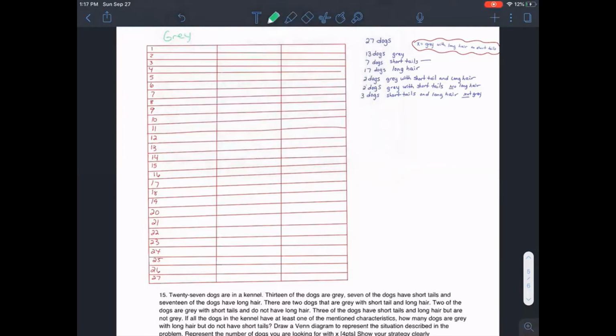Let's do gray, long hair, short tail. All right, so what I did is I created a chart that has all of the dogs. There's 27 total dogs, so I made a chart of all of the 27 dogs so we can look at the characteristics each dog has.